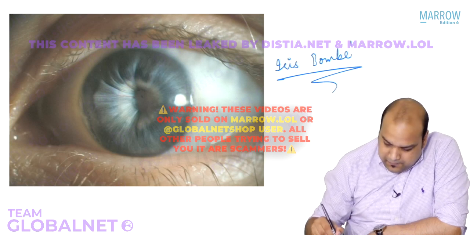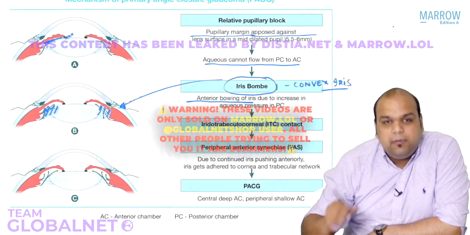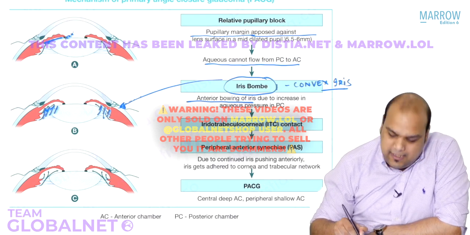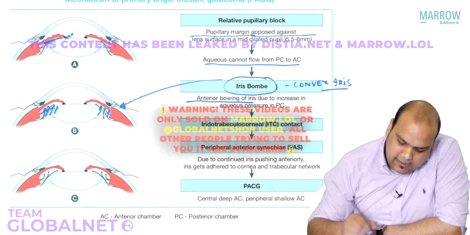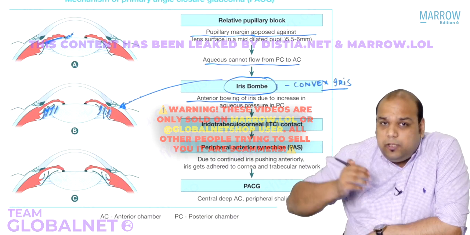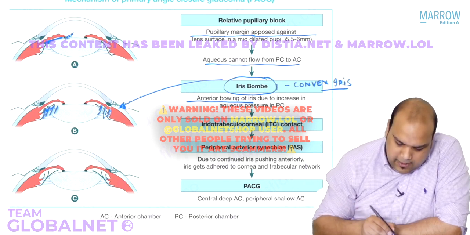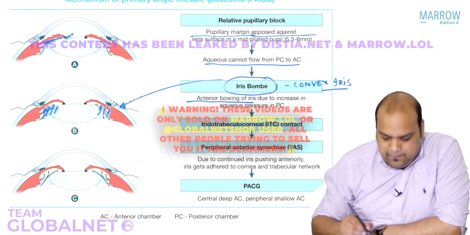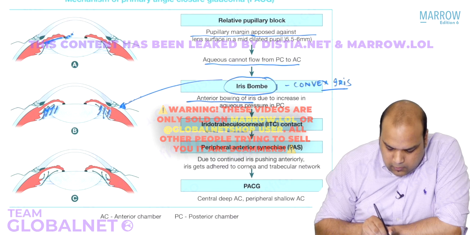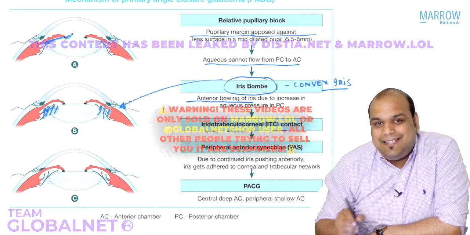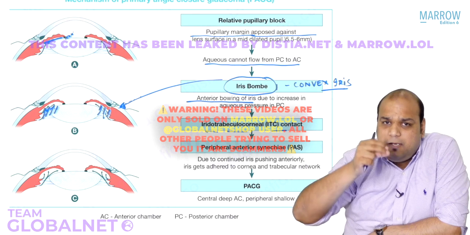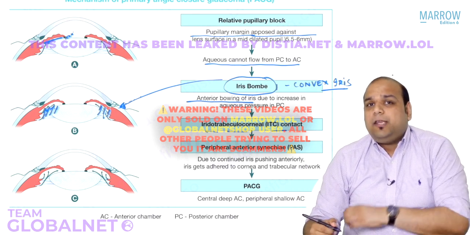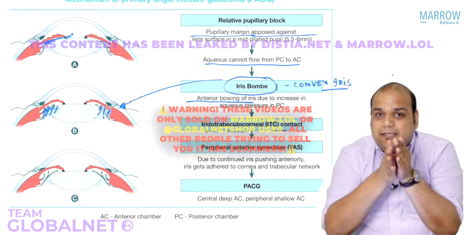Yes? Now, iris bombé has formed, but as can be seen in image B, the iris and the cornea are still not touching each other. Whatever aqueous is there can still outflow. But due to the continued pushing, everybody, what will occur? Image C, the iris will start to touch the cornea. This is known as iridotrabeculocorneal contact, ITC. Iris and cornea touch each other. In between there was trabecular meshwork. Okay? Now, iridotrabeculocorneal contact has occurred. Contact means touch.